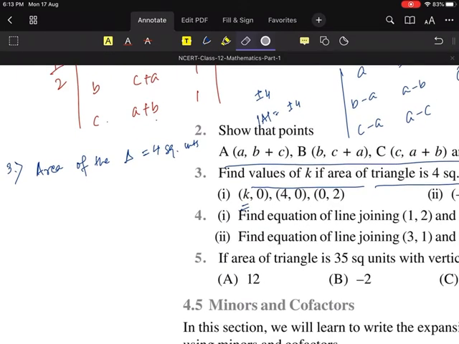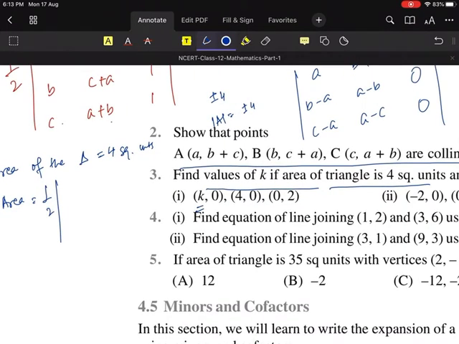Okay, so write down. But now area is equal to half into, tell me what is that? K.